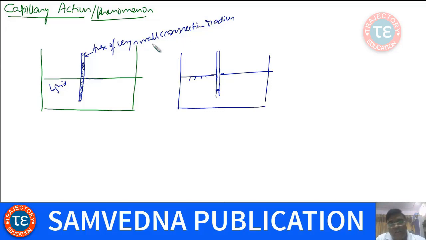When a tube of very small cross section radius is immersed into a liquid, then the liquid will rise up if the liquid is wetting with respect to the material of which the tube is made, and if the liquid is non-wetting with respect to the material of which the tube is made, then the level of liquid will go down. This is called capillary action.